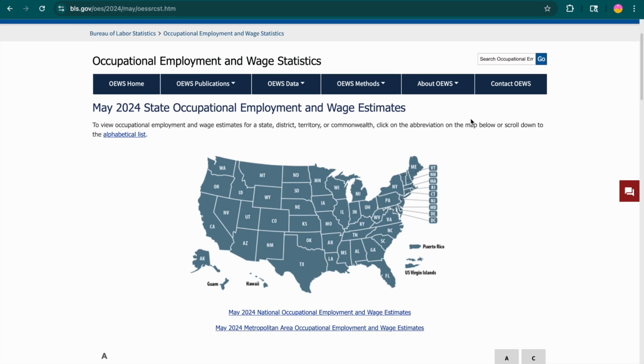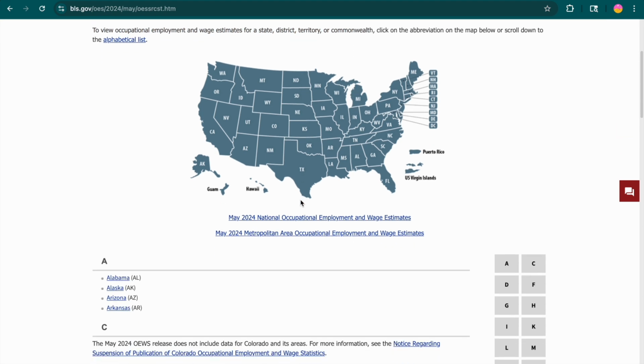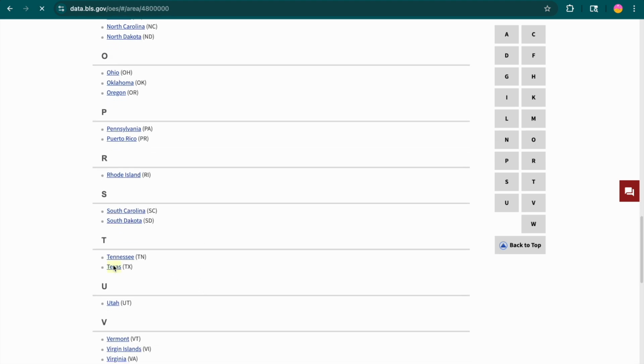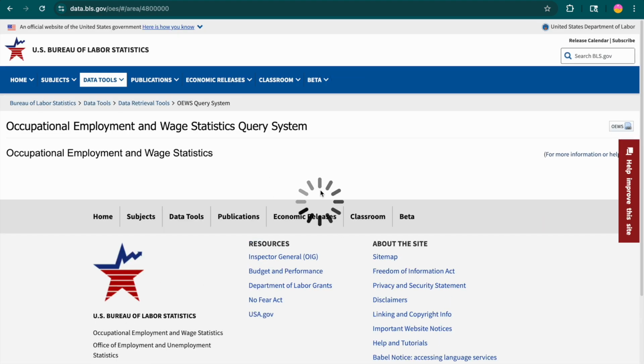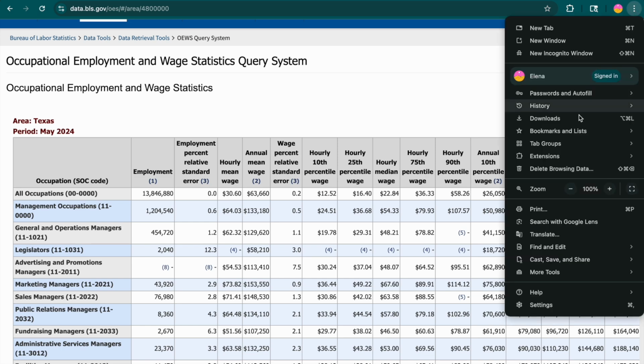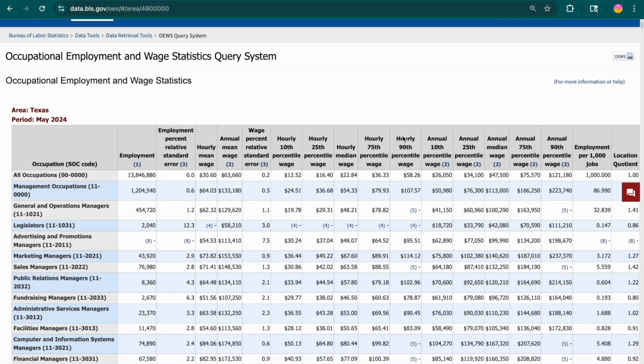It gives you occupational employment and wage estimates by state, which is awesome because I think this is my favorite part of the website. If I knew how much education made 10 years ago, I don't know if I would still be in education. I might, because I actually do like helping people out.